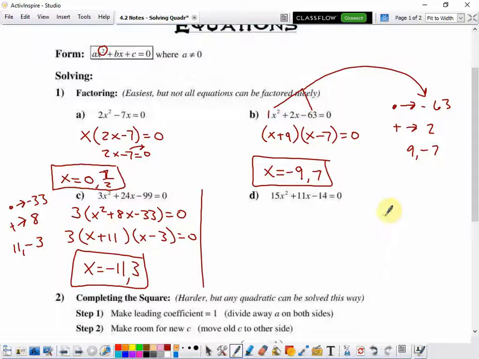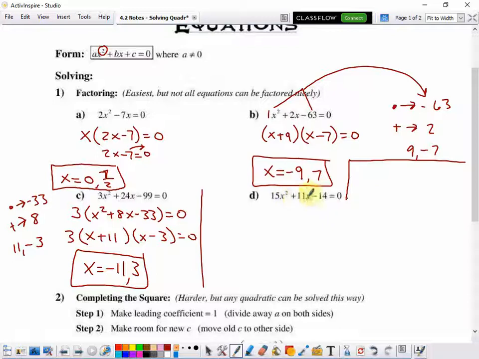And then on D, once again, I look for what I can pull out of all 3 terms. And in this case, unfortunately, I don't see anything, so I've just got to factor it as it is. And here we are now factoring with a leading coefficient other than 1. Okay, so I like to do this using the box method. You may know other methods, and that's fine. I like the box method, so that's the way we're going to do this here.